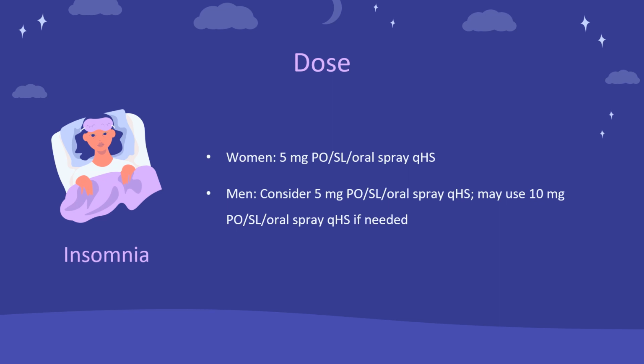Extended release, Ambien CR. Women, 6.25 mg PO QHS. Men, consider 6.25 mg PO QHS, may use 12.5 mg PO QHS, not to exceed 12.5 mg per day. Insomnia, middle of night awakening. Intermezzo only. Indicated for insomnia when a middle of the night awakening is followed by difficulty returning to sleep. Women, 1.75 mg SL PRN, not to exceed 1 dose per night. Men, 3.5 mg SL PRN, not to exceed 1 dose per night.